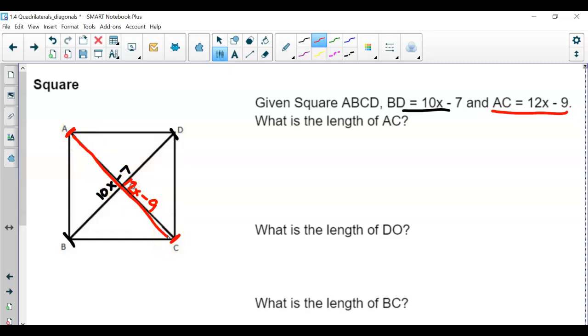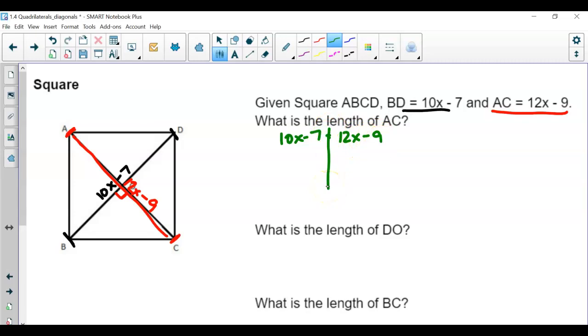Now we need to remember, what do we know about the diagonals in the square? We'll look back and you'll see that the diagonals are congruent to each other and perpendicular, creating that 90-degree angle. So if the diagonals are what's given to us and we're looking for the length of AC, how do we first need to solve for x? If the diagonals are congruent to each other, set them equal to each other. So 10x minus 7 is equal to 12x minus 9.